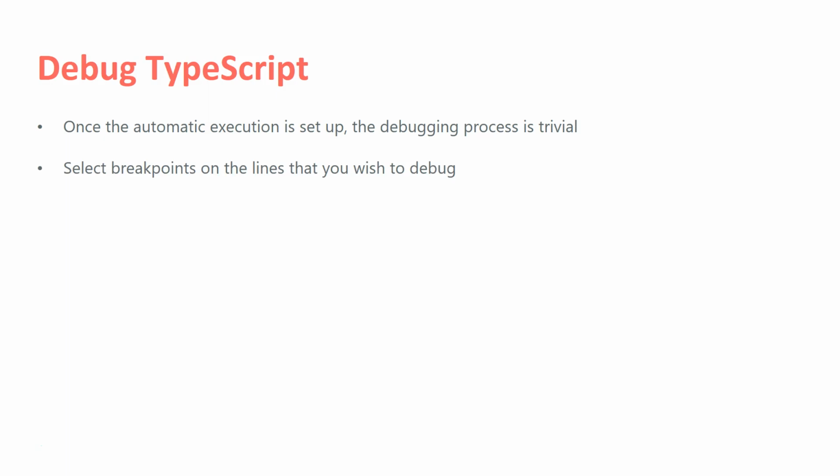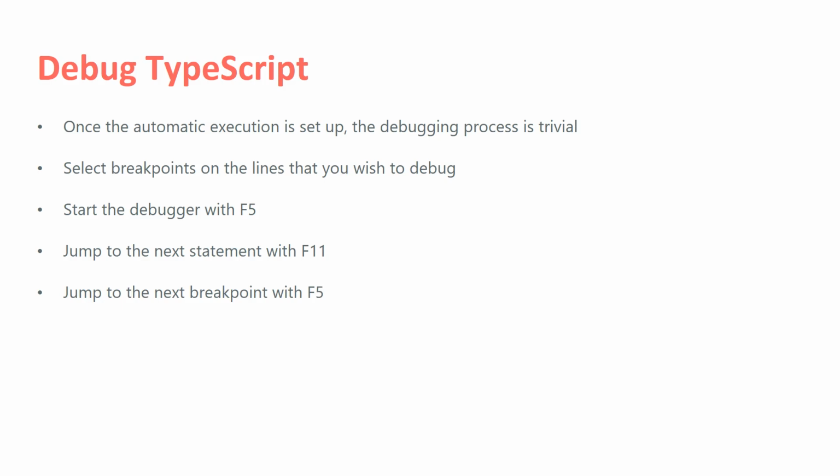The next question is how we can debug TypeScript. Well, once the automatic execution is set up, the debugging process is trivial. We select the breakpoints on the lines that we want to debug, and then we start the debugger by pressing F5. After that, to jump to the next statement, we use F11, and to jump to the next breakpoint, we use F5.